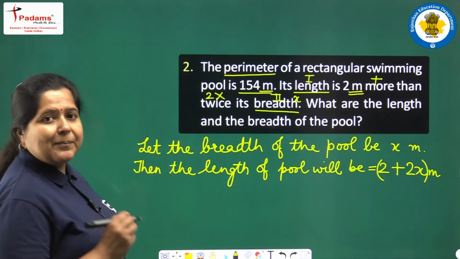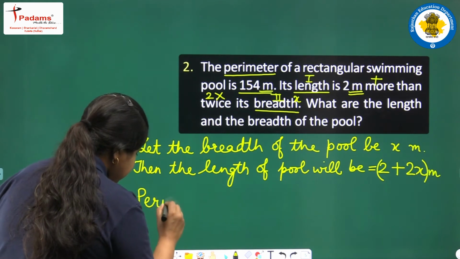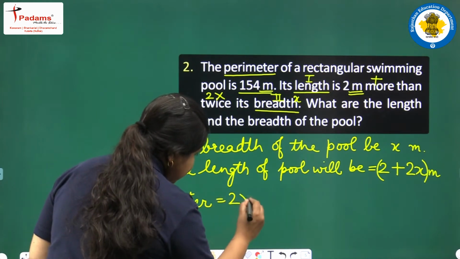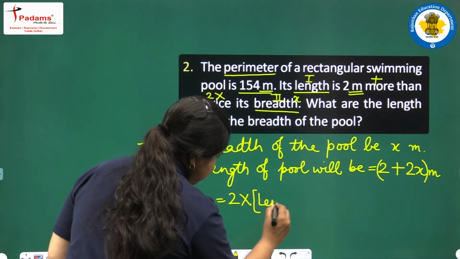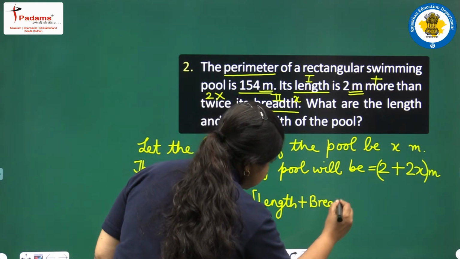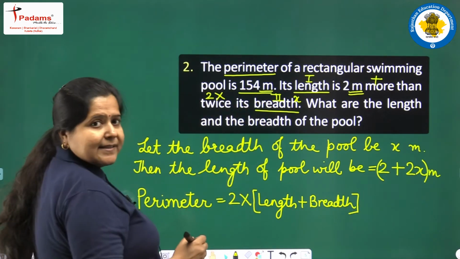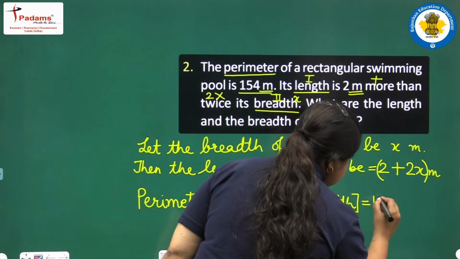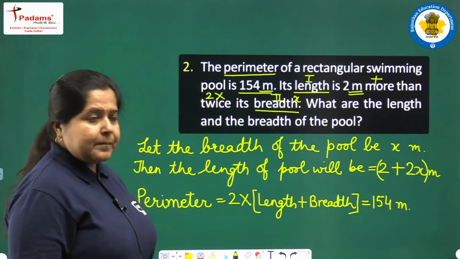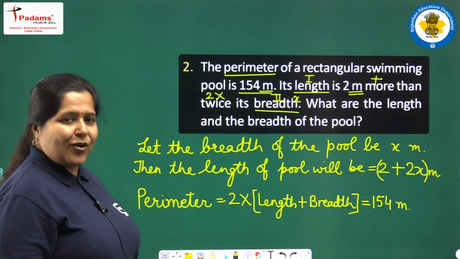Now, we have been given the perimeter of the pool. So we will write its formula. Perimeter of a rectangle is, just recall it, 2 into length plus breadth, and this is equal to 154 meters. This has been given in the question. So equal to 154 meters. Now we will put in the values of length and breadth in this formula and then we will solve it.